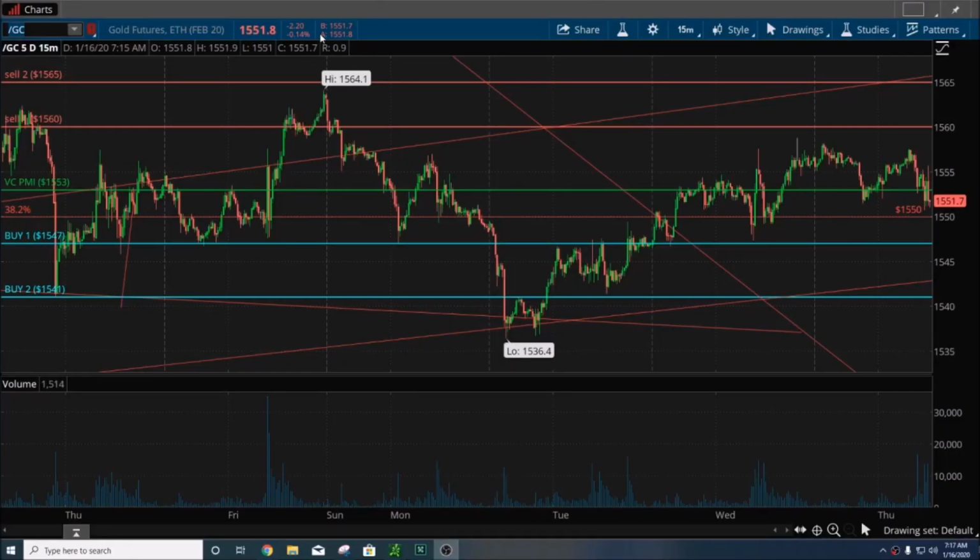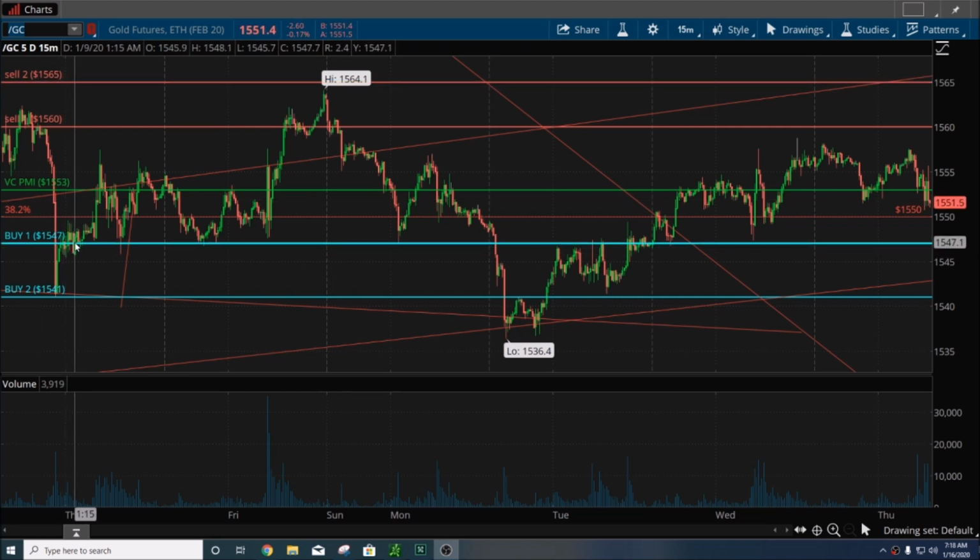We're taking a look at the gold market here, trading last at 1551.70, down about 2.40. The numbers on the left of the chart are the daily algorithms for today that identify for us the average price at 1553. The extreme level above that average price is 1560, the sell one level. The sell two level is 1565.